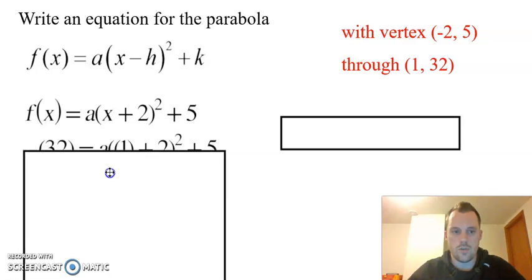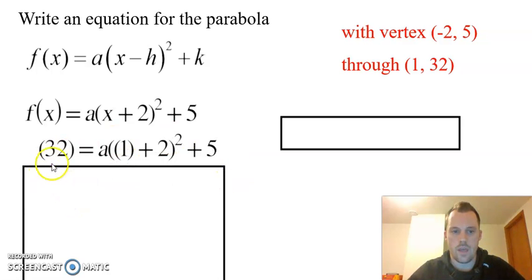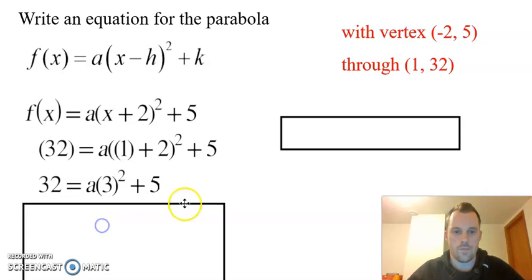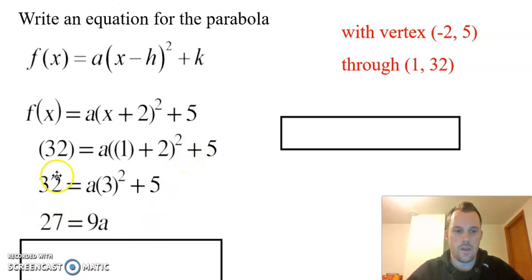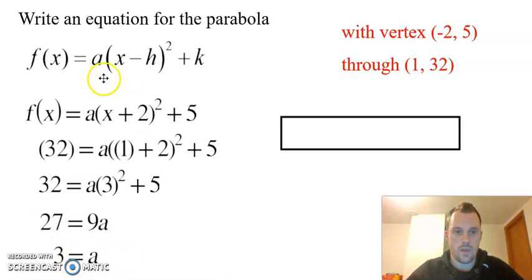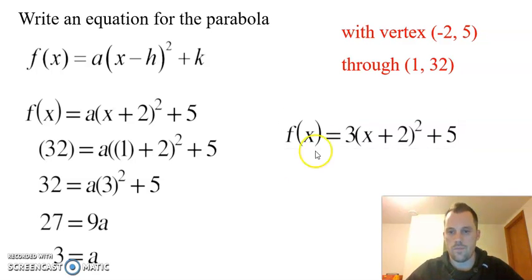So now we go ahead and substitute 1 and 32 in for x and y, and we solve for a from there. So you might subtract 5 first or simplify what's inside the parentheses. So we get 3 in there. And we could subtract 5 here. We get 27. Also simplify this 3 squared and get 9. Then divide by 9 as our last step to get an a value equal to 3. So now we know a, and if we put that in right here, that gives us our full equation.